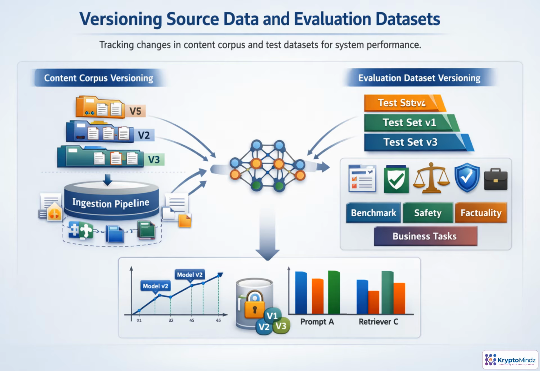When RAG performance changes, you need to know whether the system improved or the ground shifted underneath it. Version the source corpus with document hashes, source URIs, permissions, ingestion time, and transformation logic. Version the evaluation data as well, including test IDs, labels, expected behavior, rubrics, evaluator settings, and ownership. Keep separate benchmark sets for regression, safety, factuality, retrieval quality, and business tasks. Most importantly, compare experiments against immutable dataset versions, so model, prompt, and retriever changes are measured fairly over time.